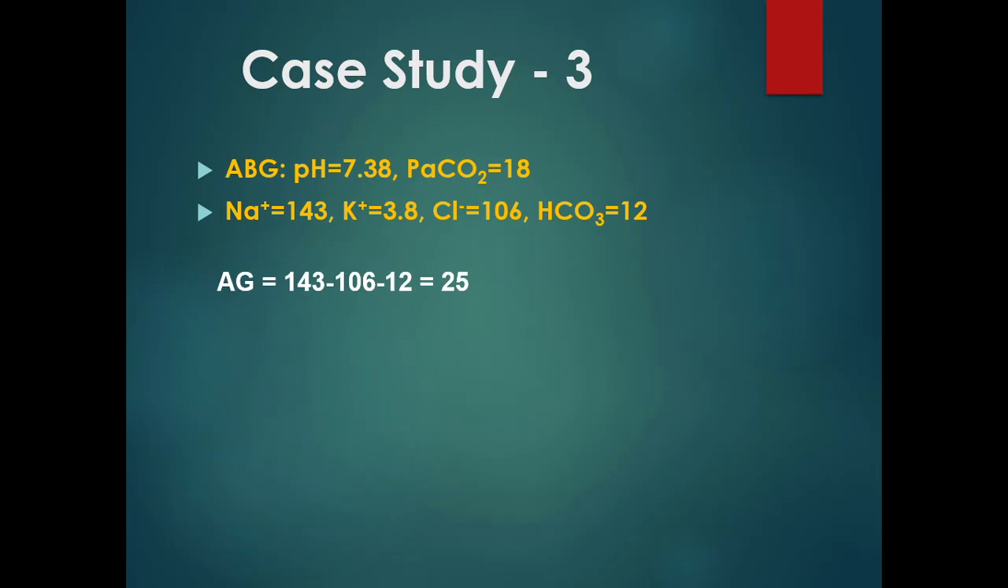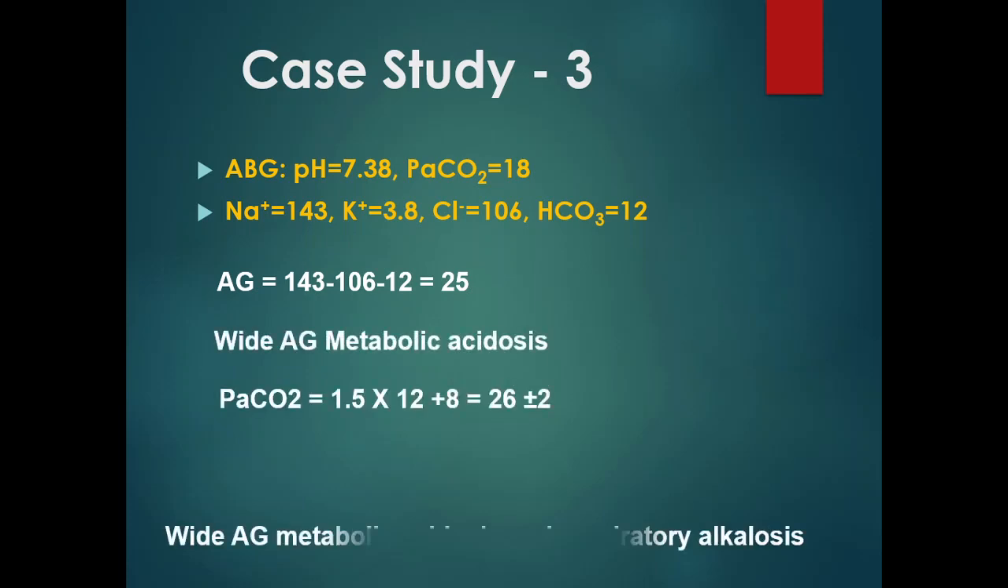So what are the causes of wide anion gap metabolic acidosis? MUDPILES. We talked about lactic acidosis, diabetic ketoacidosis, methanol, ethanol, ethylene glycol, and aspirin intoxication. So this is a wide anion gap metabolic acidosis.